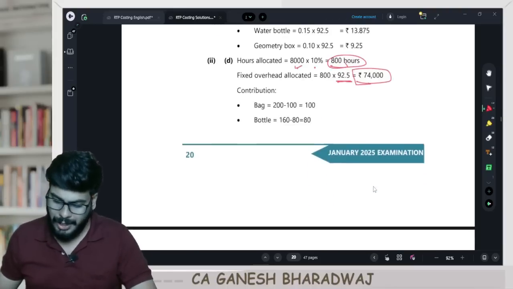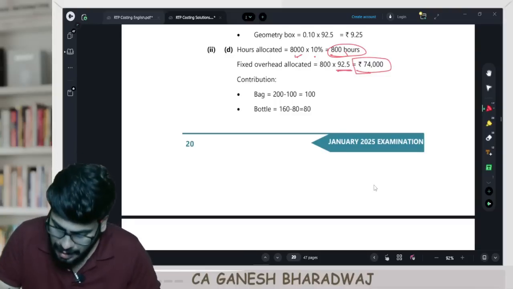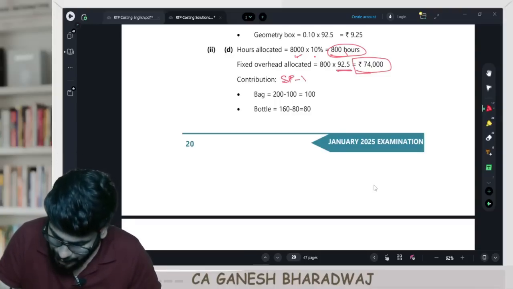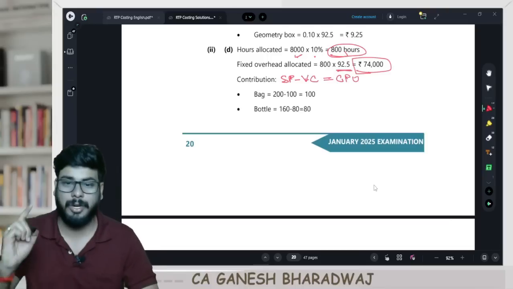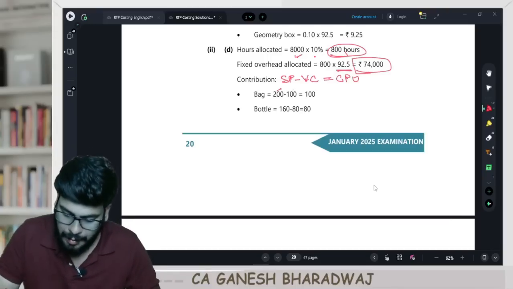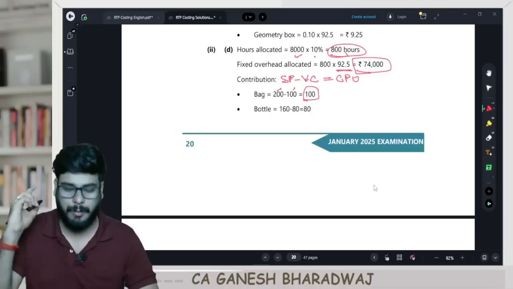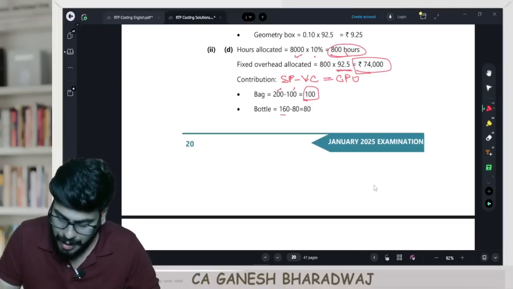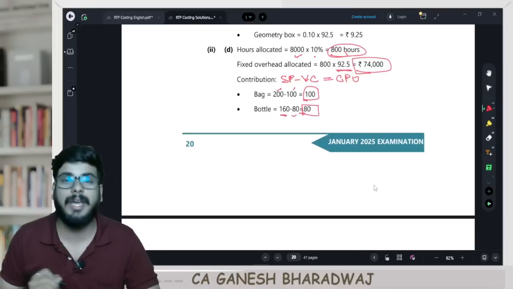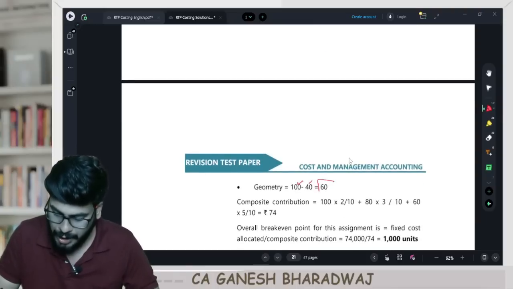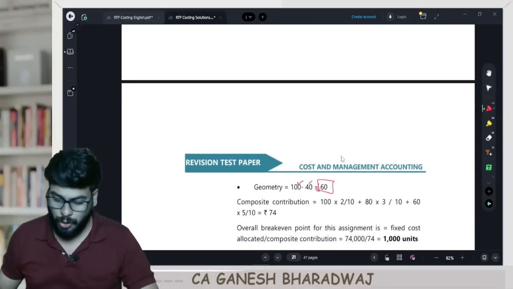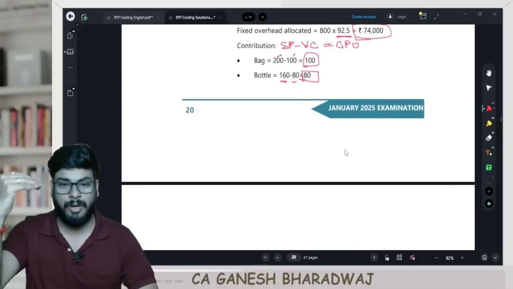For each of these 3 products, they have given the selling price. They have also given the variable cost. Selling price minus variable cost gives you contribution per unit. For school bag, it is 200 minus 100, so 100 rupees is the contribution per unit. For water bottle, it's 160 minus 80, which is 80 rupees per unit. And similarly, for geometry box, it's 100 minus 40, 60 rupees per unit. So we now have the contribution per unit for each of the products.